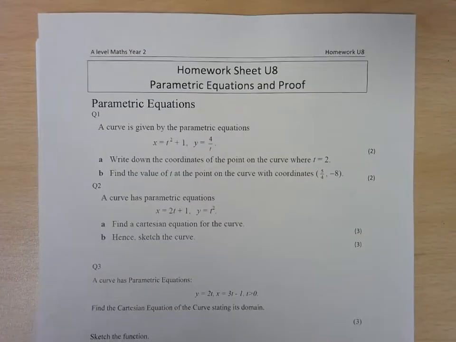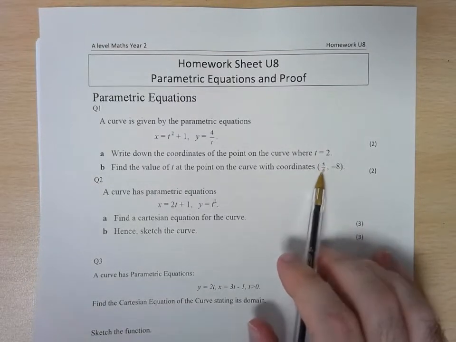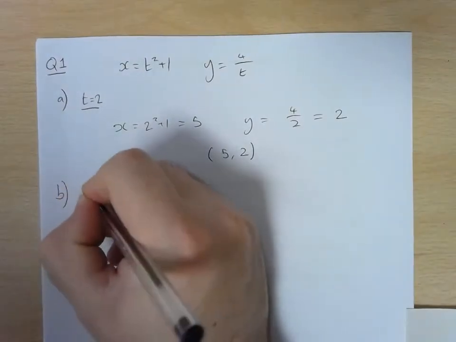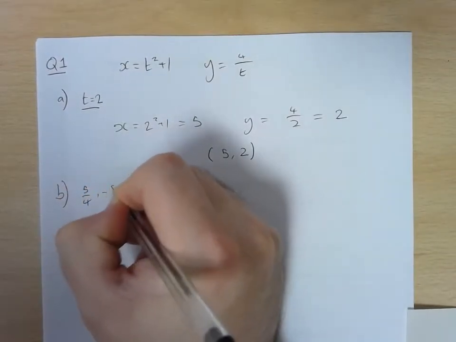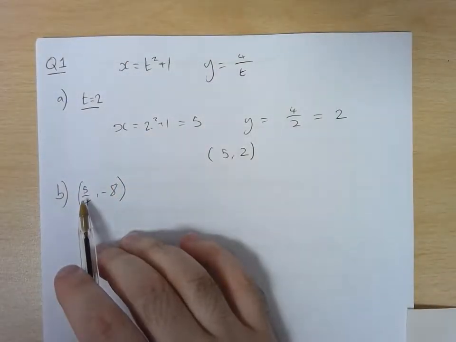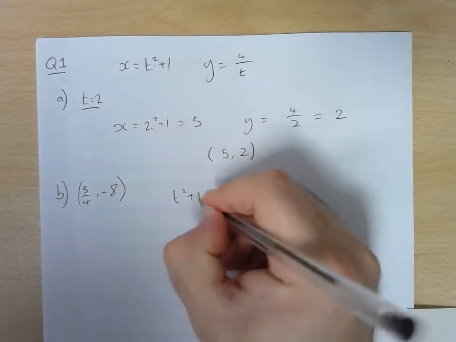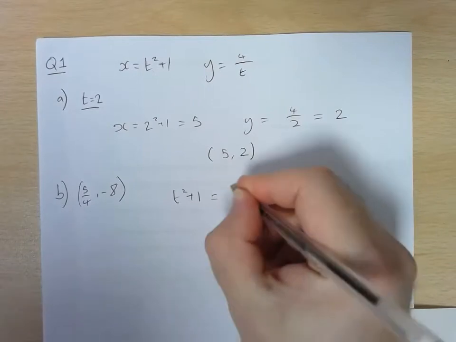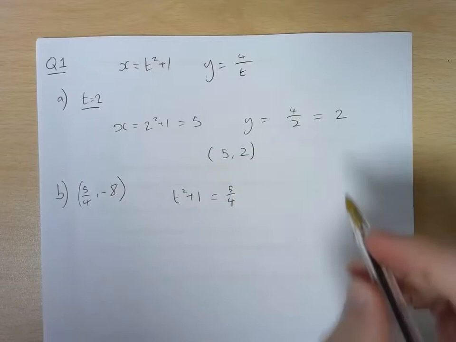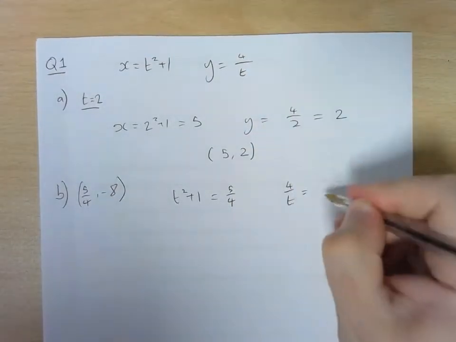For part B, we're asked to find the value of t at the point that has these coordinates here. So we've got 5 over 4 and minus 8. These are our coordinates, so this is what our x1 has to give. Using our definitions up here, we can write down t squared plus 1, which is our x definition, is 5 over 4. Make sure you get these the right way around. This one's the x, this one's the y. We've also got our y definition, so we've got 4 over t equals minus 8.